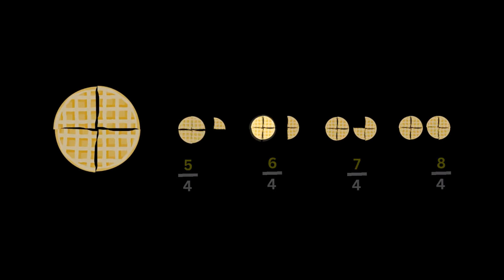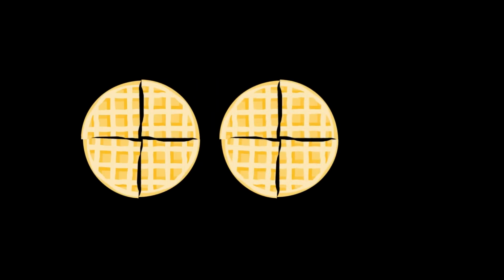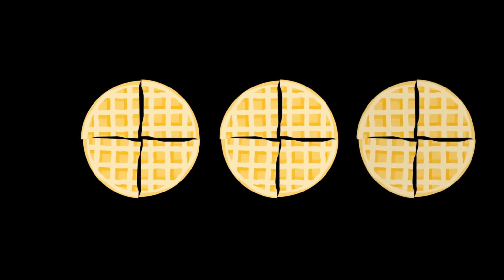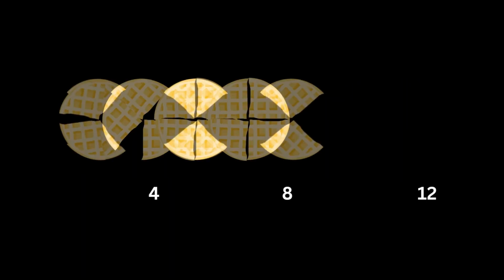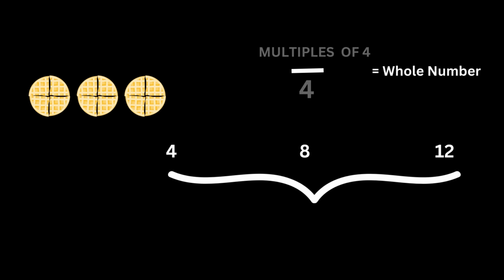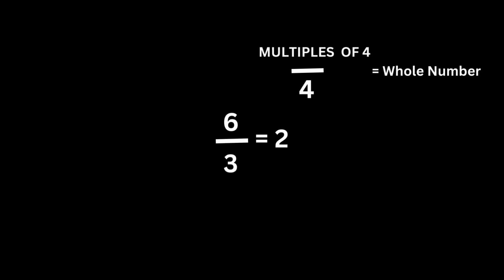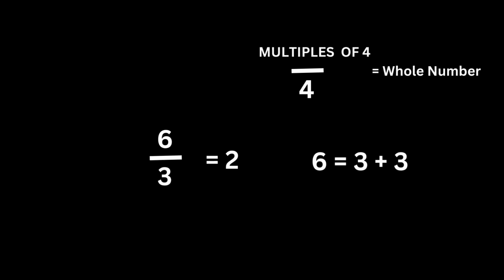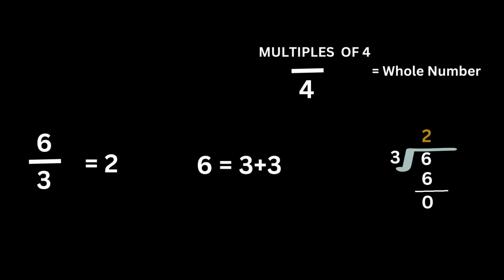Let's look into them once again. If I have 4 pieces, I get a whole Eggo. If I have 8 pieces, I get 2 whole Eggos. If I have 12 pieces, I get 3 whole Eggos. 4, 8, 12, all of them are multiples of 4, which is the denominator. So we can say if the numerator is a multiple of the denominator, we get a whole number. For example, 6 by 3 is 2, as there are 2 3s in 6. I hope you can connect this with division as well. Just divide 6 by 3, you get the answer as the quotient.